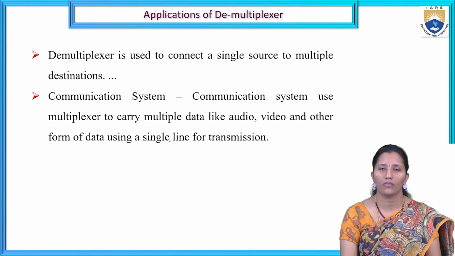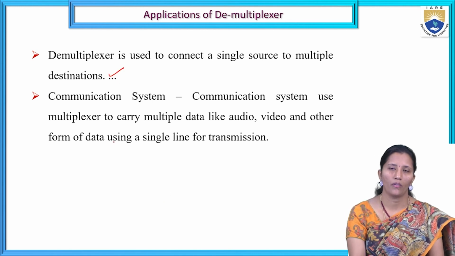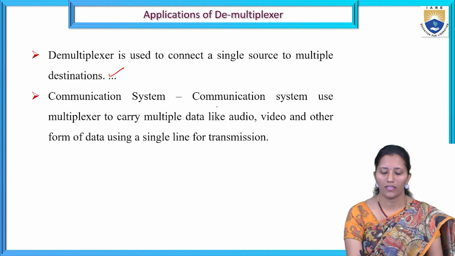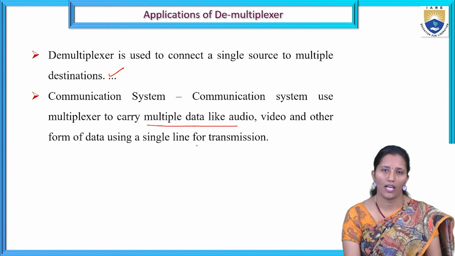So a demultiplexer is used to connect a single source to multiple destinations. Okay. We have only one input, but this input should be mapped to any one of the outputs according to the selection line. So if we have one input and several destinations, then we have to use the demultiplexer. In a communication system, we use the multiplexer to carry multiple data like audio, video and other forms of data using a single line for transmission. And to map this audio, video or any signal to any one of the destinations, we have to use the demultiplexer in the communication system.